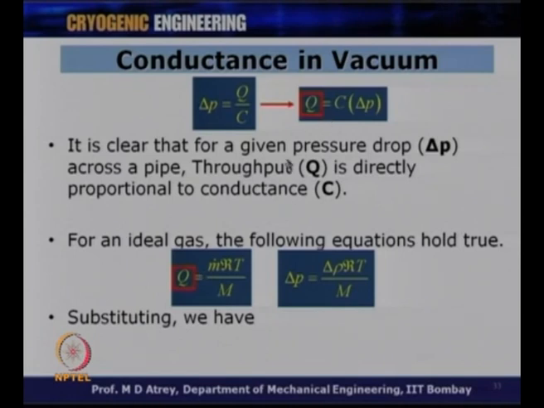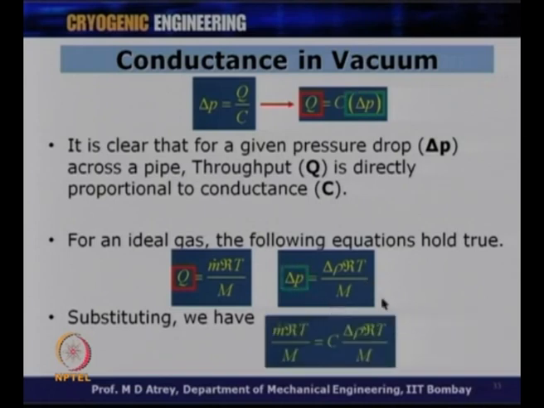we can put this Q equal to this Q, and we can have delta P as this over here. Putting these values, we now get m dot RT upon m is equal to C into delta rho RT upon m. Delta rho is nothing but the density difference.